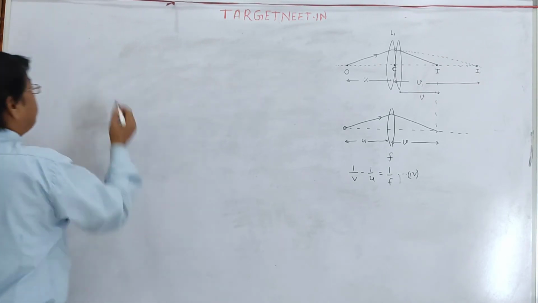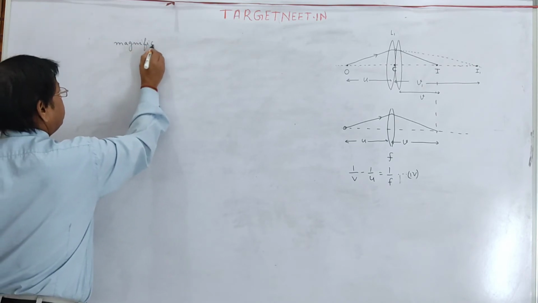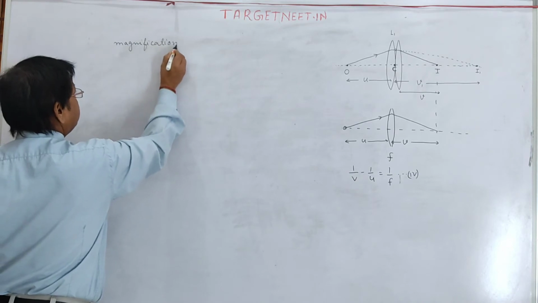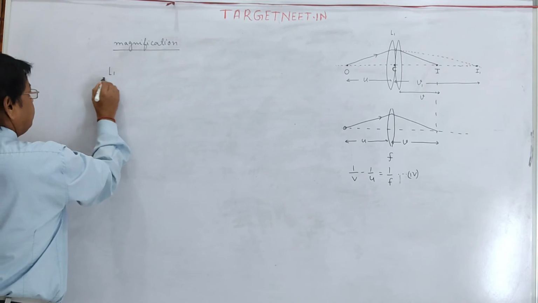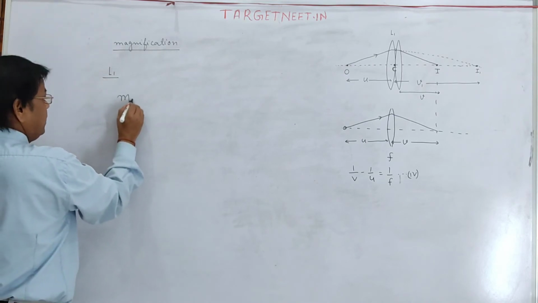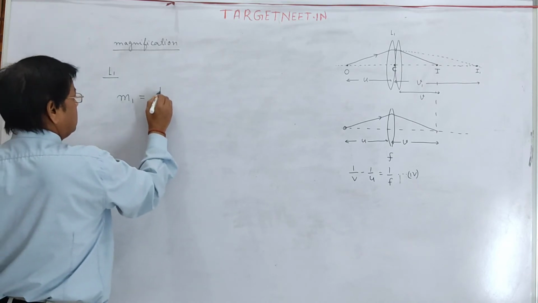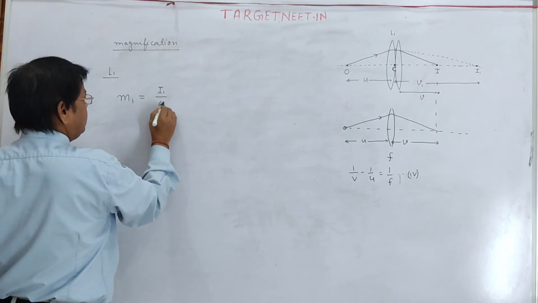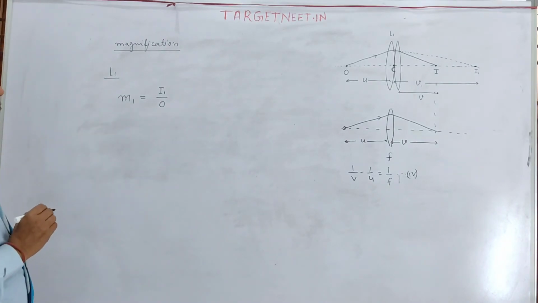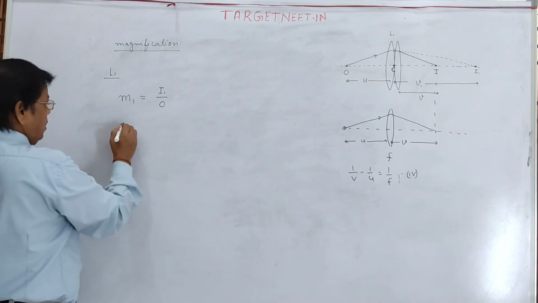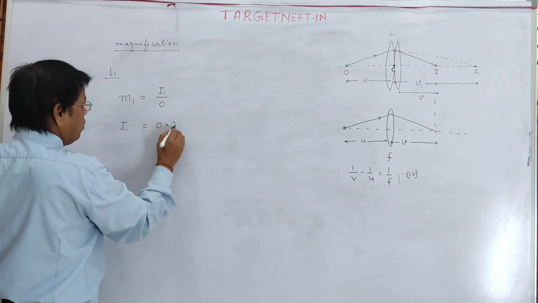Magnification for lens L1, let magnification be M1. So it is I1 upon object distance. This is magnification for lens, first lens. So I1, size of image formed by first lens, is object size into M1.